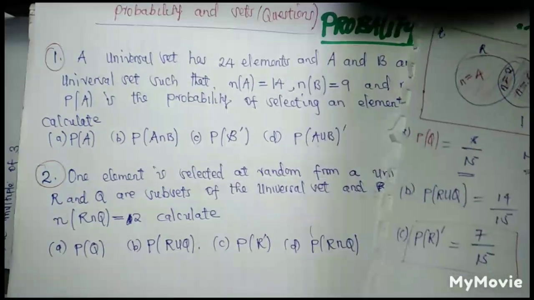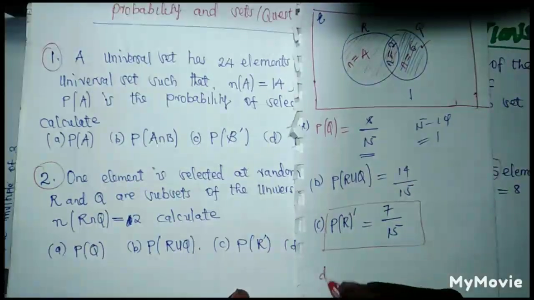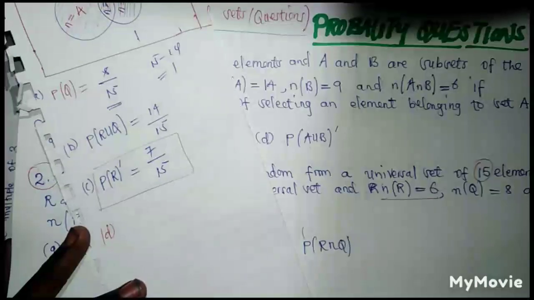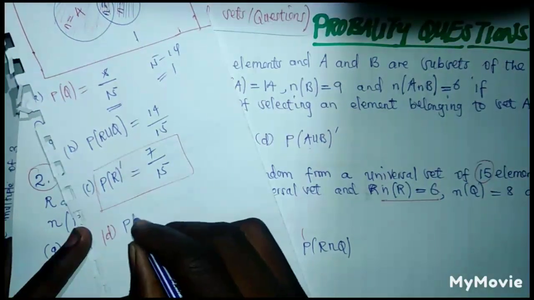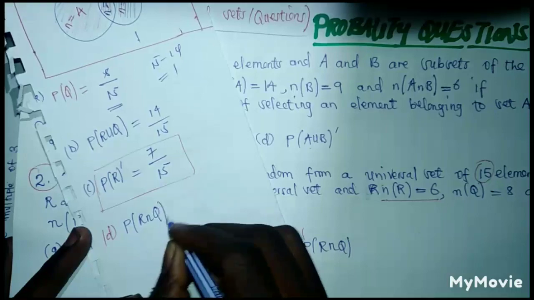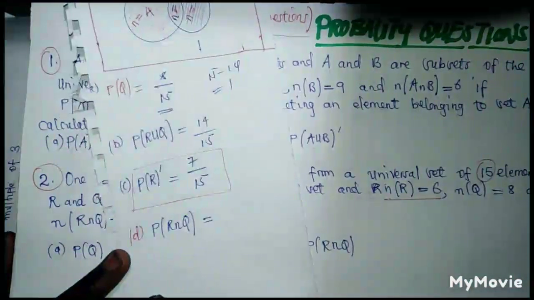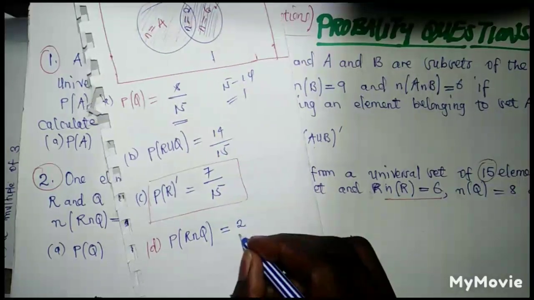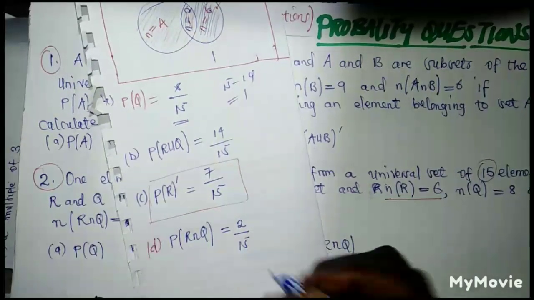That is our probability. And then D, we are told to find the probability that the element ends up within R intersection Q. So that would be 2 over 15.